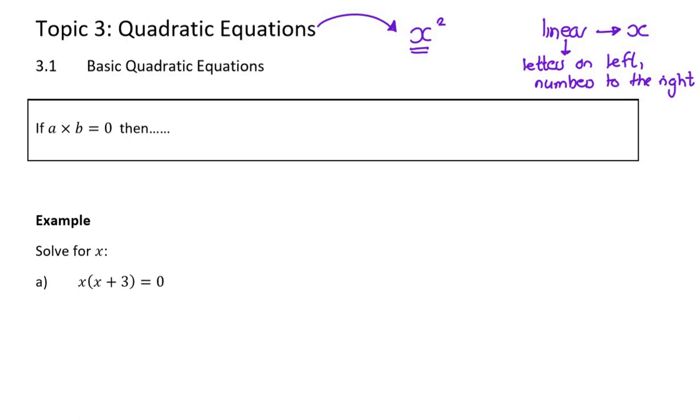Now quadratic equations all hinge on this idea of what I've put in a box, and that says that if you have a multiplied by b and it equals 0, what do you then know? Well, how could you possibly multiply two numbers together and get 0? Surely then one of them must be 0, because there's no other way to multiply together to give you 0 unless either a must be 0 or b must be 0. Now think about that for a second.